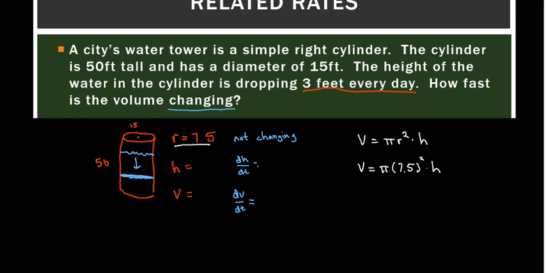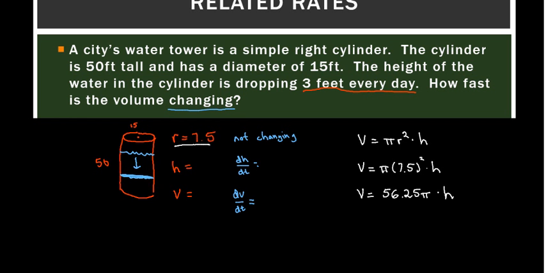And so volume is equal to 7.5 squared, 7.5 times 7.5, 56.25. And we still have times H. So V and H are both changing, so they have to stay variables.